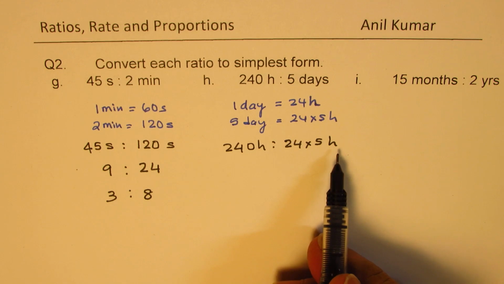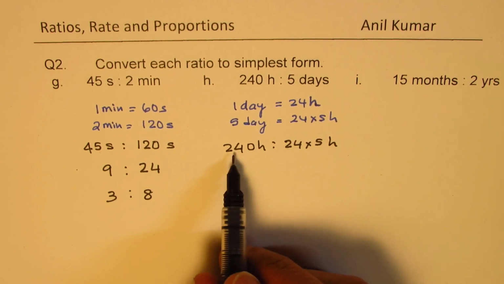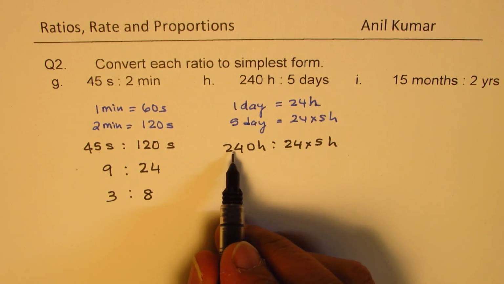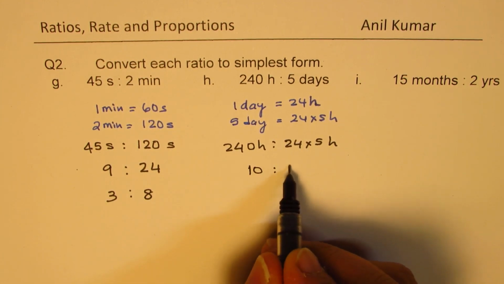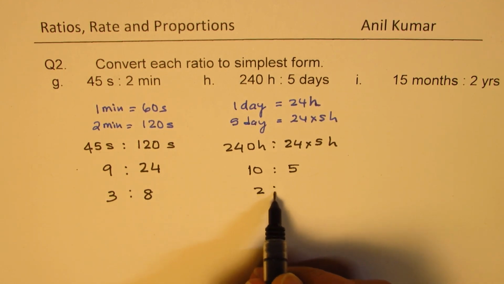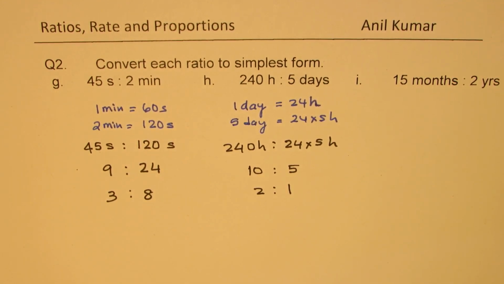Now hours will cancel. 24 will go 10 times, right? So we get 10 is to 5. Is that clear? We can further divide by 5 to get 2:1 as our ratio. Is that clear to you, right?